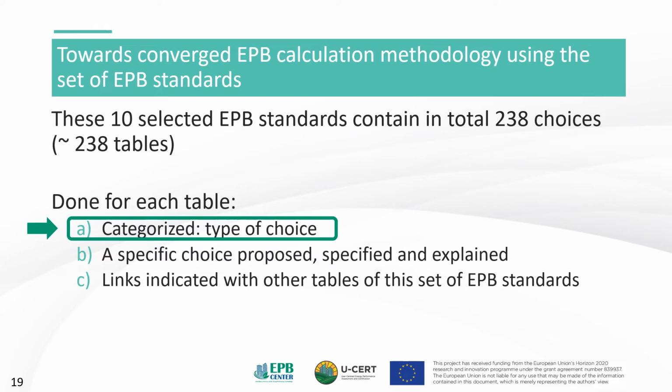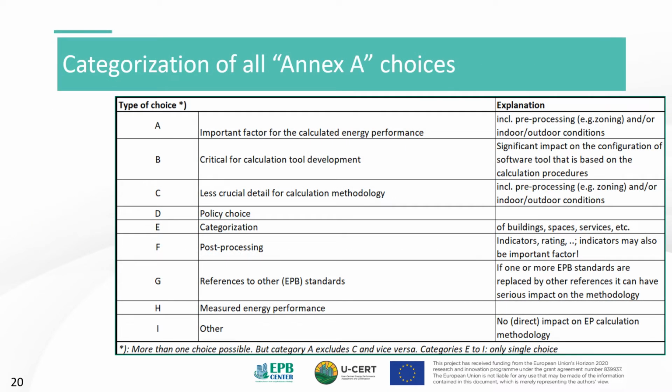So in the next slides we present the categorization of the tables. Here you find 9 categories of these choices: whether it's an important factor for the calculation, whether it's critical for calculation tool development, or maybe a less crucial detail, whether it's a policy choice or not. Some of these choices can be multiple choice, so a policy choice can be an important factor or a less important factor, etc. Whether it concerns categorization of the types of buildings or spaces or services, post-processing, choice in references to other EPB standards, measured energy performance or others.